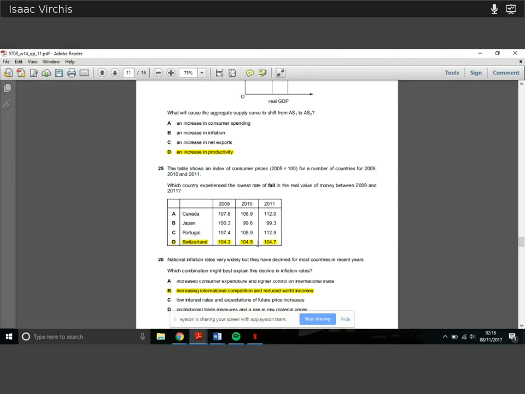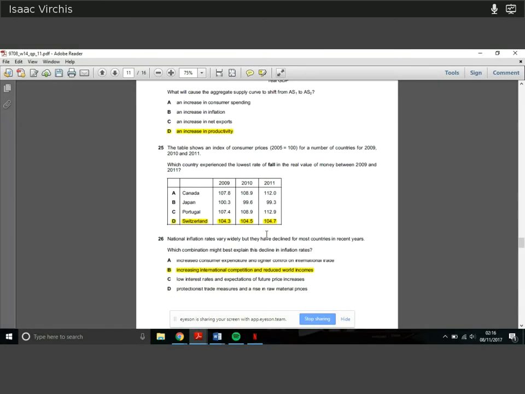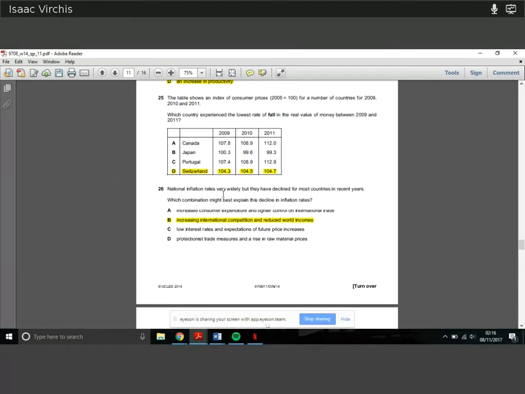So we're looking for the lowest rate of fall. And we can clearly see here that the figures are staying rather stable for Switzerland compared to all the others. The others are fairly volatile. Therefore, it has the lowest rate of fall. Again, just looking at trends in these types of figures is very important to be able to interpret, so practice doing that kind of data interpretation. Question 26.